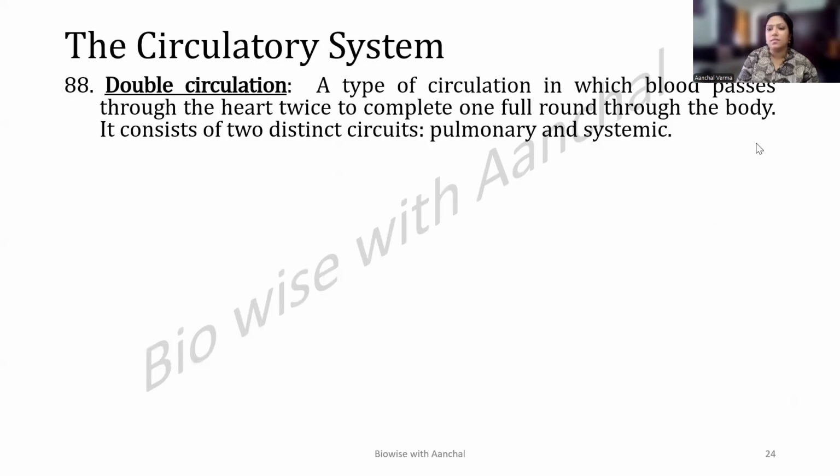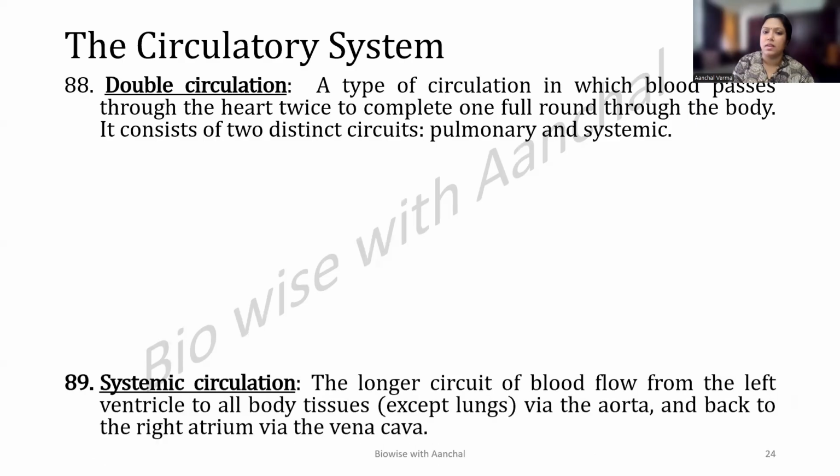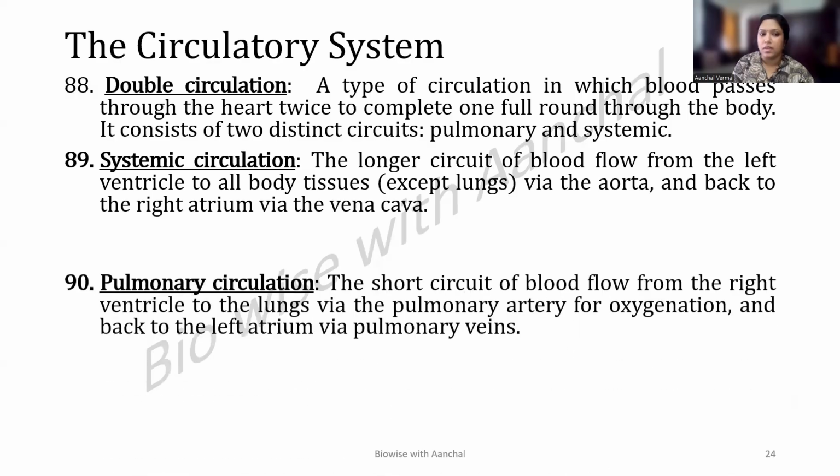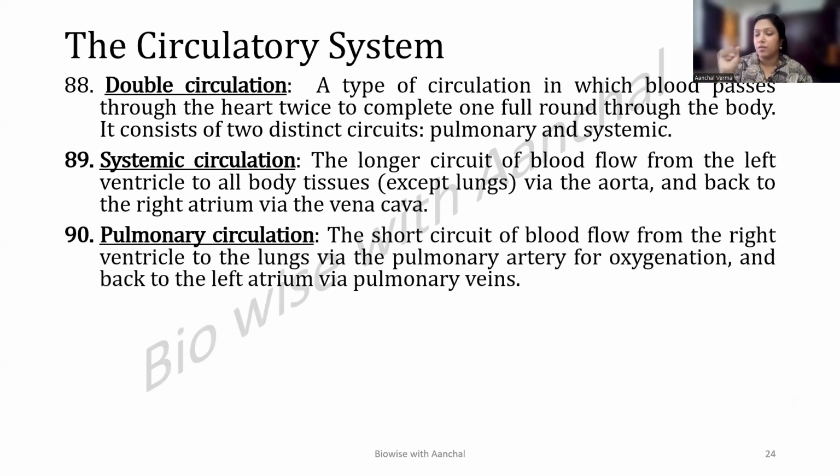Double circulation, that is a type of circulation in which the blood passes through the heart twice to complete one full round through the body. It consists of two distinct circuits, pulmonary and systemic. Systemic circulation is a longer circuit of blood flow from the left ventricle to all the body tissues via aorta and back to the right atrium via the vena cava. So from where, to where, what is happening? This is to be covered in the definitions.